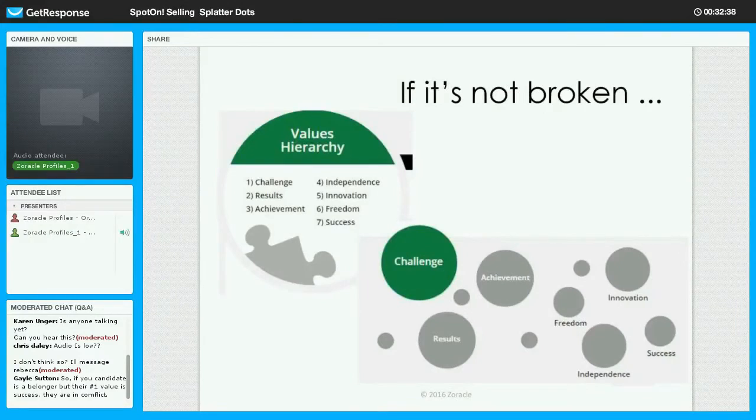So sometimes nothing's broken, right? Sometimes there are no splatter dots. This does not mean there's no pain. It just means the pain isn't in the top 7 values. But we know a sale is done when there's a problem to solve. So it's our job to dig in and see if we can find pain that's not immediately surfacing. So I would still spend time asking about these values.